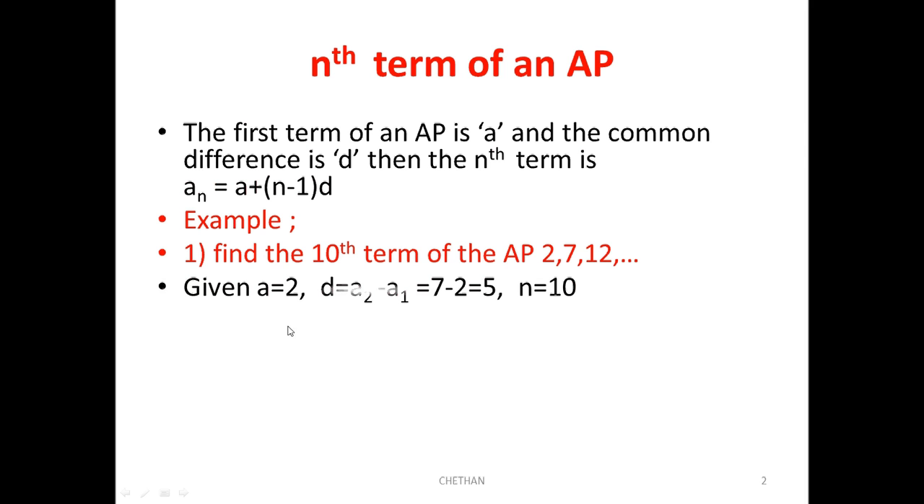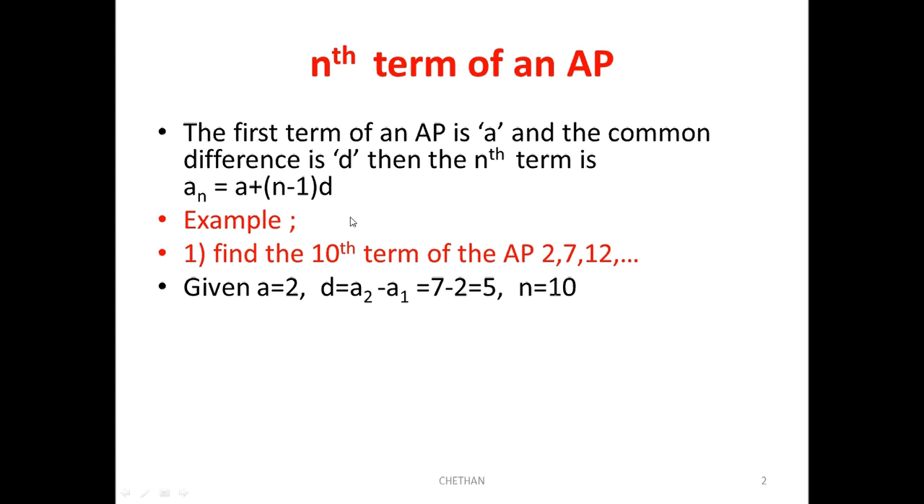Here given that a is equal to 2, that means the first term is 2, and we have to find the common difference. The common difference is found by the second term minus the first term, that means a2 minus a1. Here a2 is 7 and the first term is 2. So 7 minus 2, we get the common difference as 5. To find the 10th term, n is equal to 10, so for the 10th term we have to take n equal to 10.